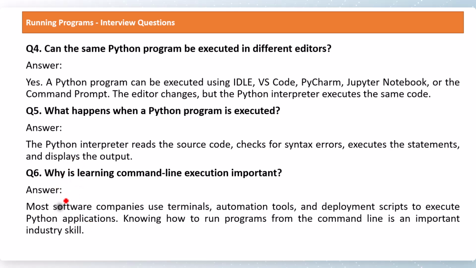Can the same program be executed in different editors? The answer is yes. A Python program can be executed using IDLE, VS Code, PyCharm, Jupyter Notebook, or from the command prompt also. The editor changes, but the Python interpreter will execute the same code. What happens when a Python program is executed? The Python interpreter reads the source code and checks for syntax errors. If there are no syntax errors, it executes the statements and finally displays the output.